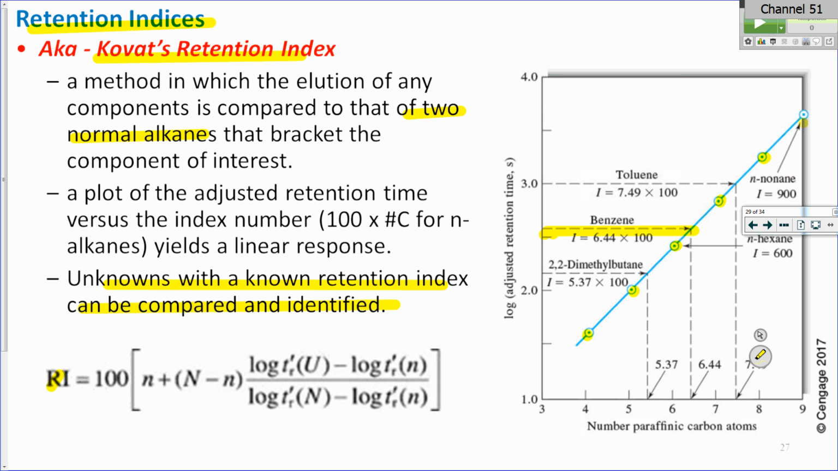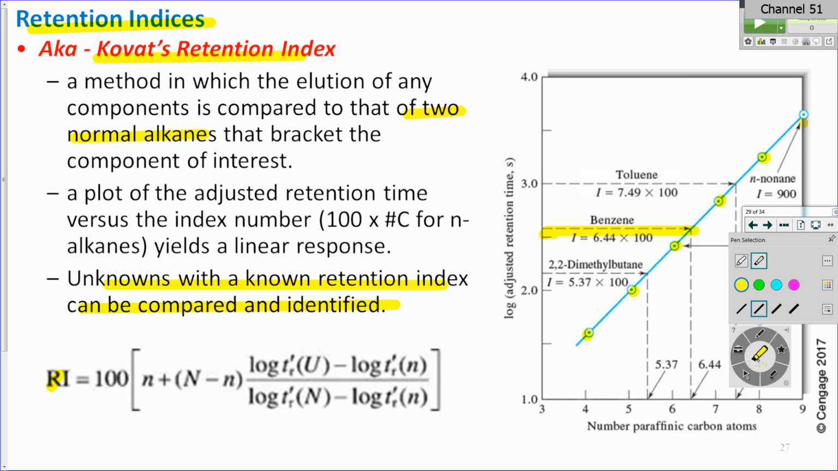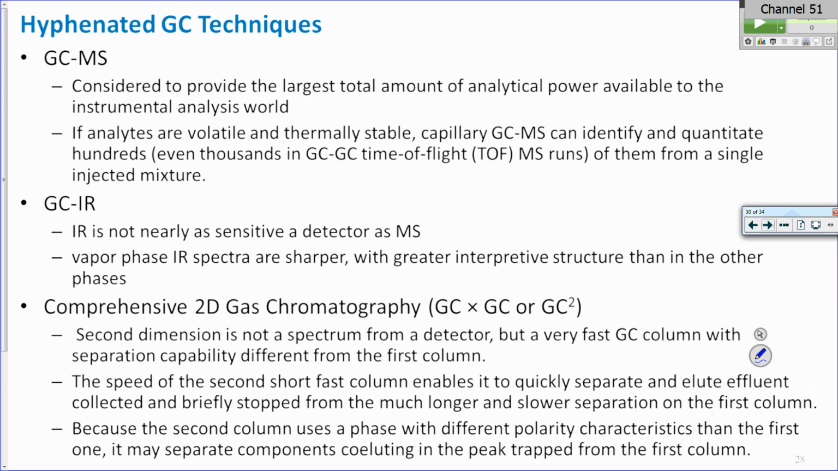So it works okay. The downside to this is that typically this only works for isocratic runs. So when you throw the temperature gradient in there, it doesn't work so well. So it's got uses, but it's not ideal.